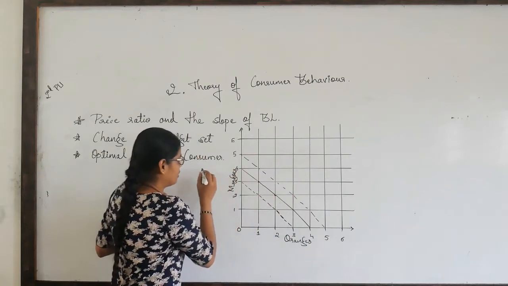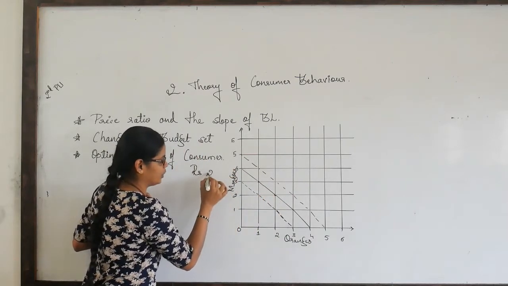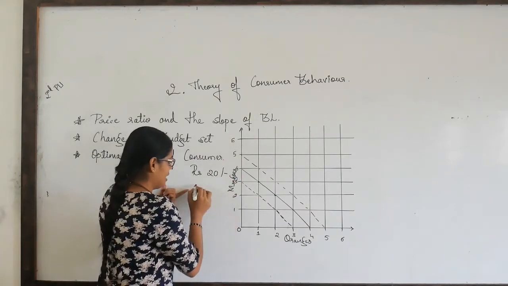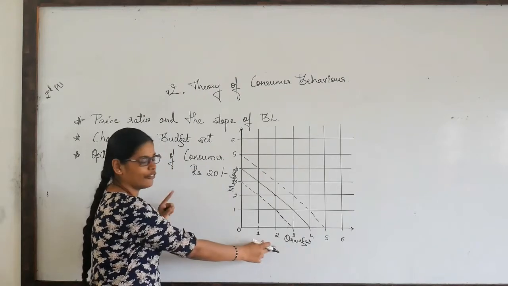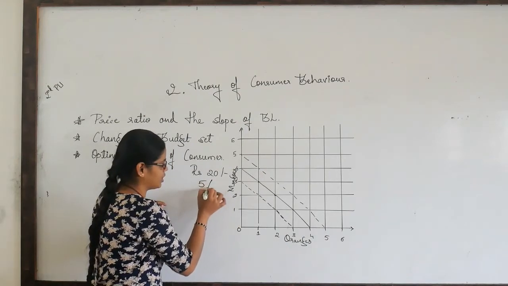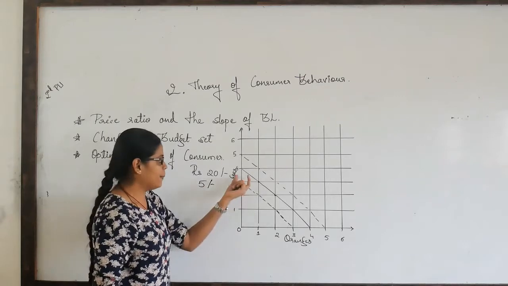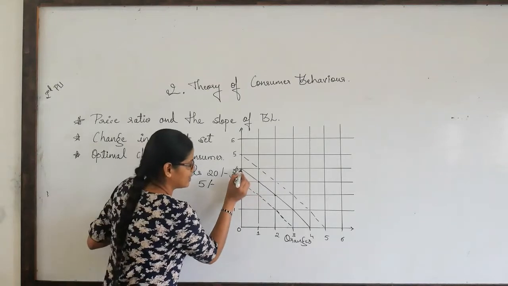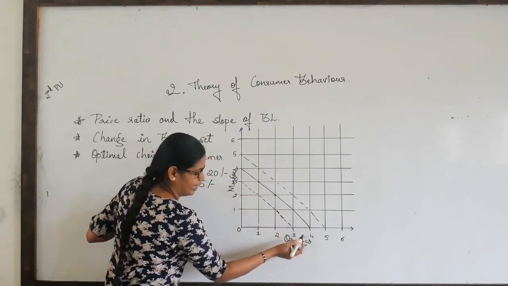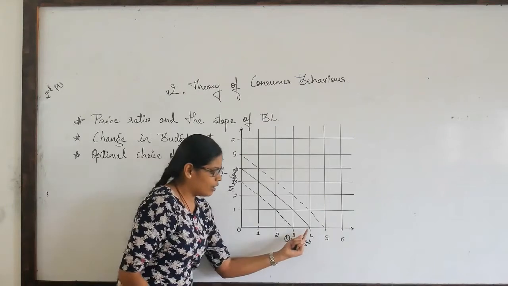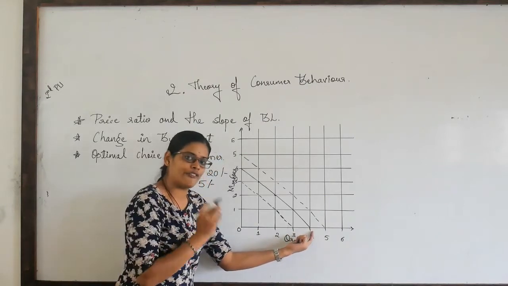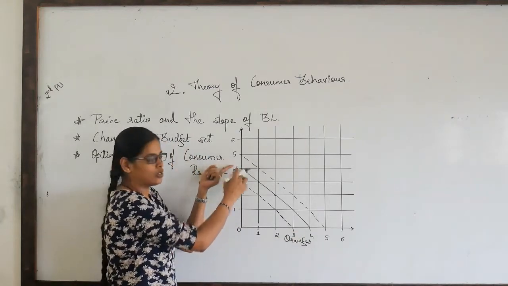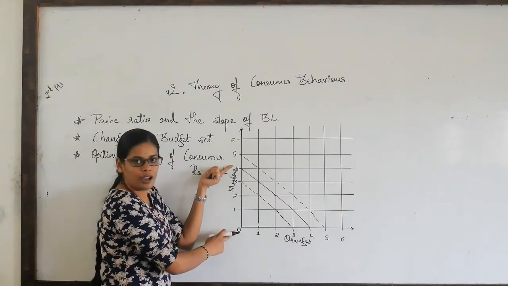Now, the consumer's income was 20 rupees, as we discussed in the previous class, wherein each unit of mango and each unit of orange was costing 5 rupees. So keeping in mind 20 as the income of that consumer, this is the budget line, wherein he can consume a maximum of 4 oranges without any mangoes, or if he chooses to consume all mangoes, then he is not consuming any of the oranges.